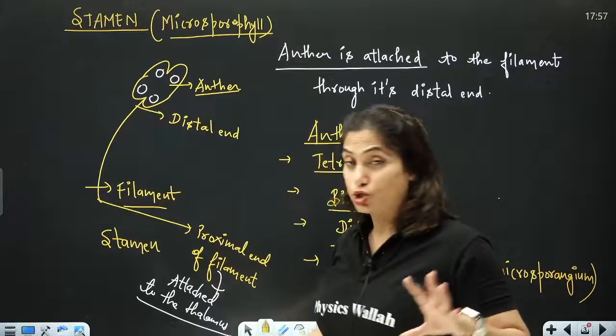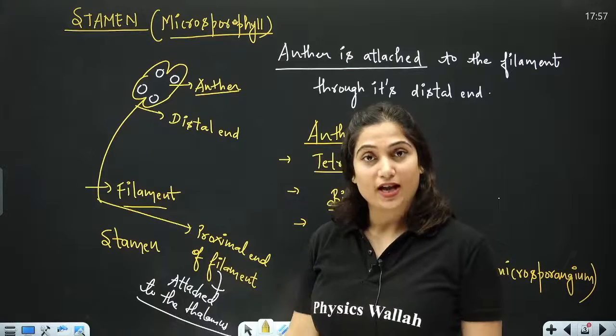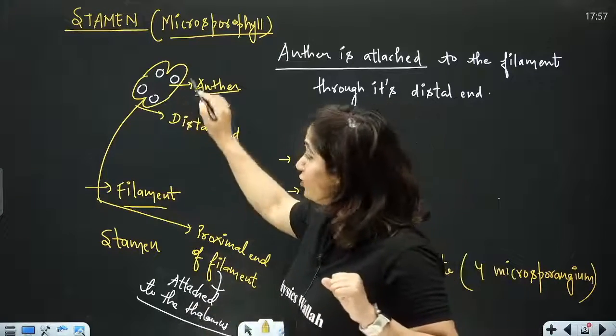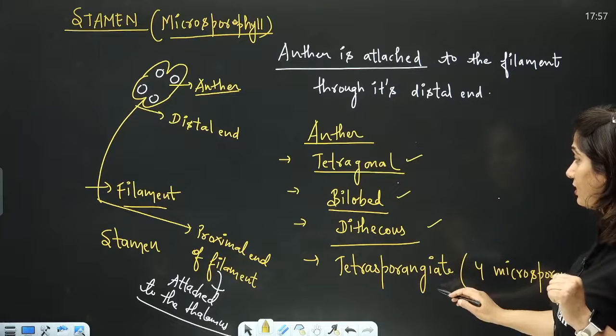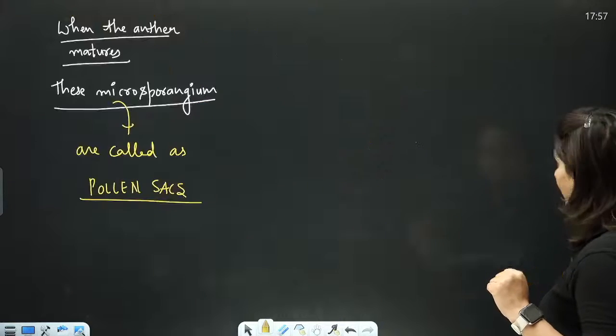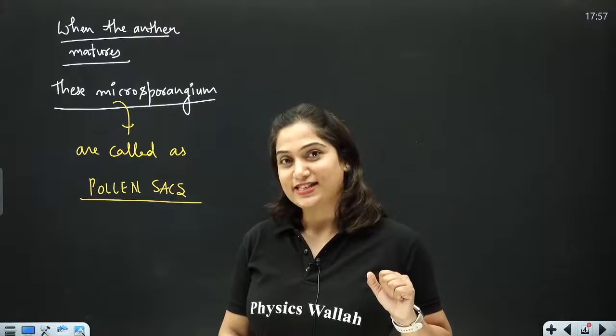Filament is attached to the thalamus via the proximal end and to the anther via the distal end. Then, the structure of anther: tetragonal, bilobed, dithecous, tetrasporangiate. And when the anther gets matured, the microsporangia are called the pollen sac.